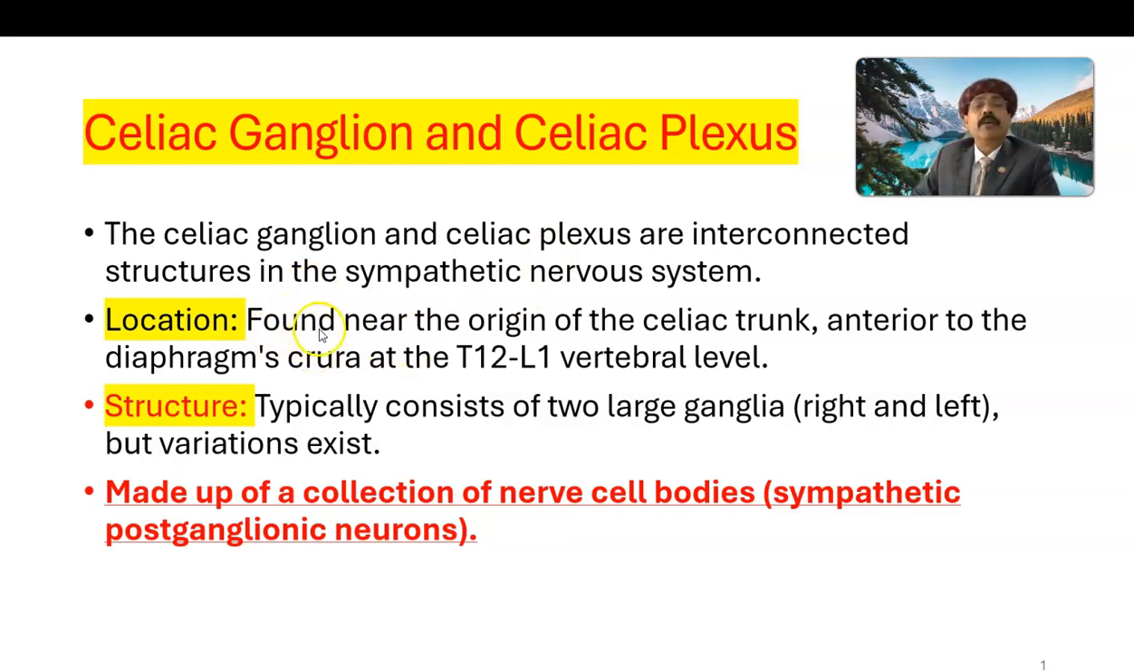The celiac ganglion and celiac plexus are found near the origin of the celiac trunk, anterior to the diaphragm, at the T12-L1 vertebral level. The structure typically consists of two large ganglia, the right celiac ganglion and the left celiac ganglion, but variation exists. Sometimes a circle of ganglia encircles the celiac trunk. It is made up of a collection of nerve cell bodies, sympathetic postganglionic neurons.